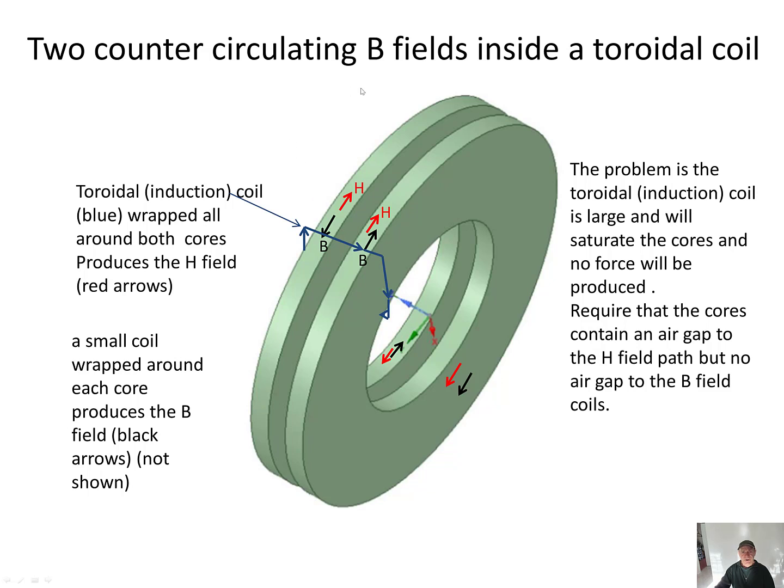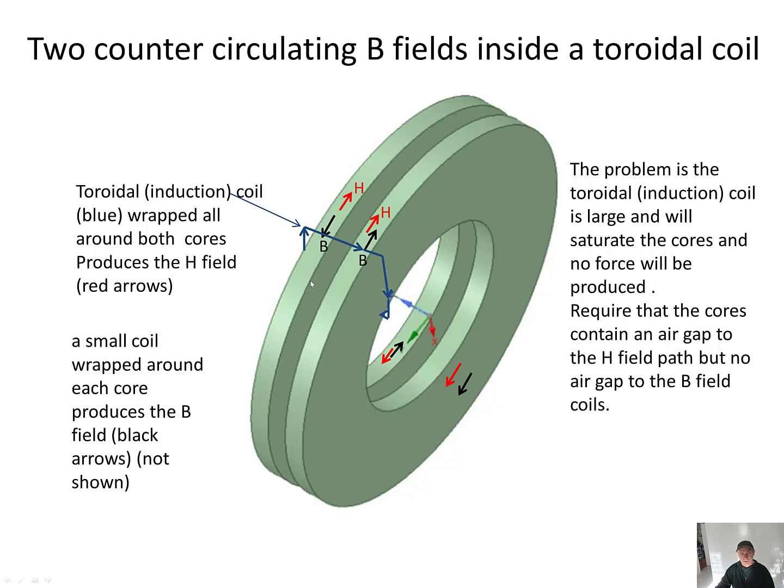So, two counter-circulating B fields inside a toroidal core. The toroidal induction coil, blue, is around both cores. It produces the H field, red, going upwards here, but each core has its own B field coil. One produces a B field going downwards, the other one produces a B field.